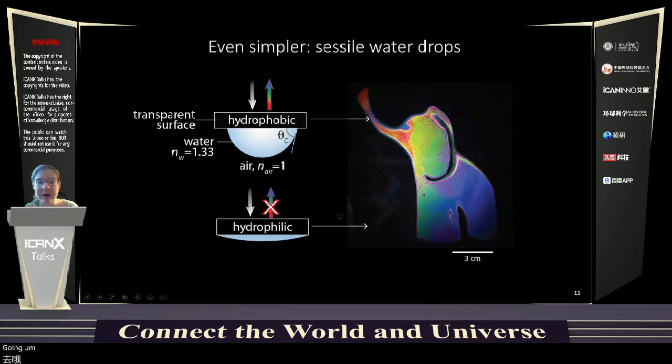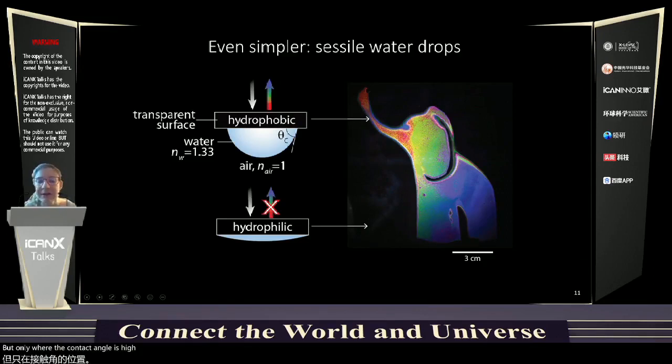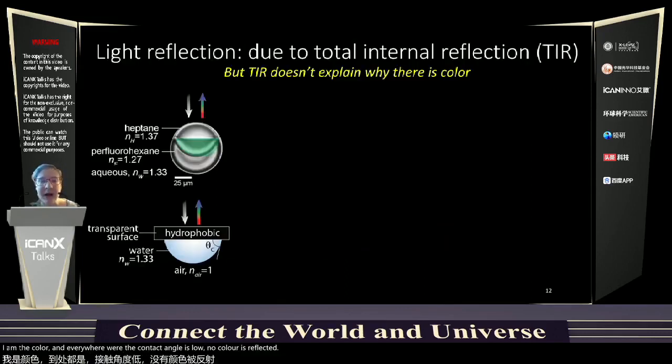Oh, I apologize, I skipped over this slide. We were able to pattern the water droplets by patterning the different hydrophobicities over the surface. So there's water everywhere here, but only where the contact angle is high enough do you actually see the color, and everywhere where the contact angle is low, no color is reflected. So how do we explain where the color is coming from?